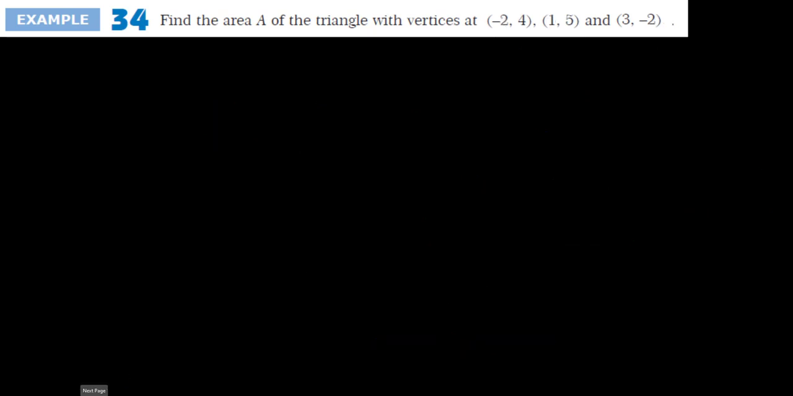If we have another question here, like minus 2, 4, 1, 5, 3, and minus 2, I'm going to quickly solve the area again by using the row operations. Plus and minus 1, pardon, minus 2, 4, 1, 1, 5, 1, 3, minus 2, and 1. Here, as I mentioned before, I'm going to use the row operation.